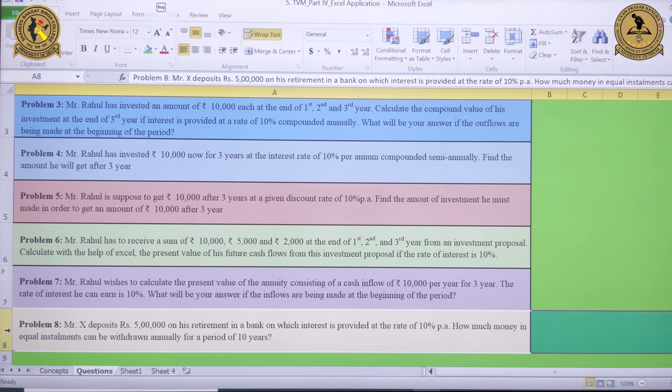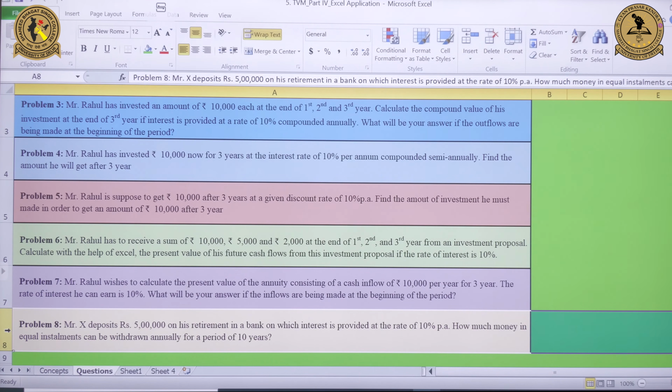Now let's focus on the last problem, problem number 8. Mr. X deposit rupees 5 lakh on his retirement in a bank on which the interest rate is provided at a rate of 10% per annum. How much money in equal installment can be withdrawn annually for a period of 10 years? Now this is a case of annuity. I need to calculate the PMT in this case. So present value is 5 lakh rupees.